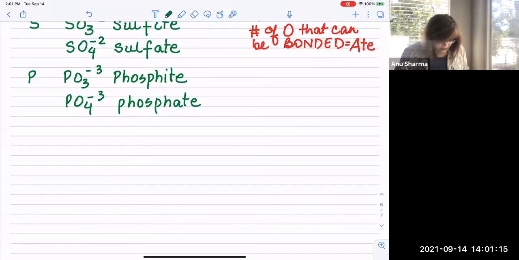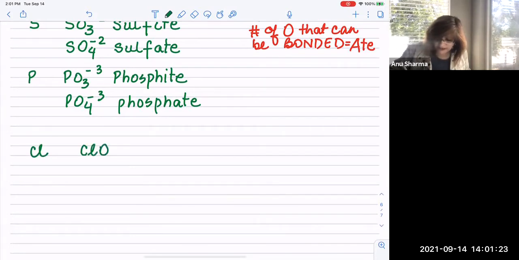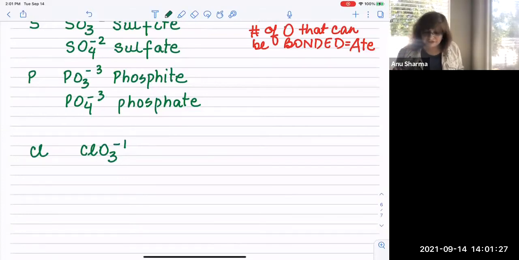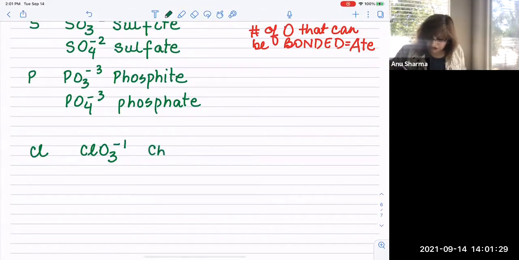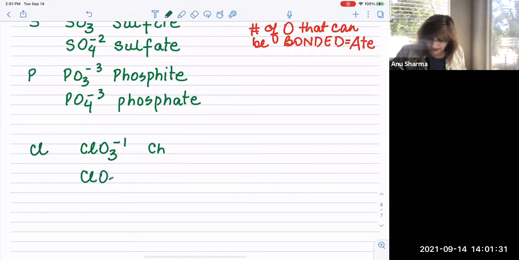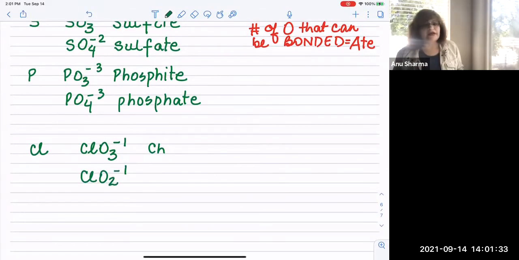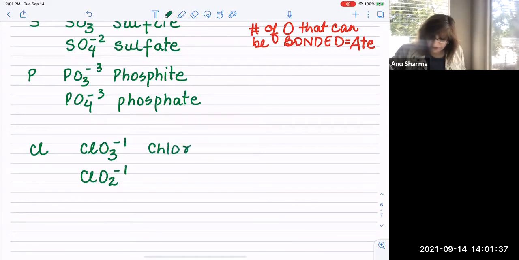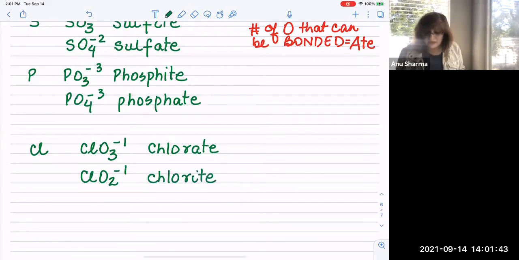Similarly, interesting, we have chlorine. In the past, we knew that chlorine could combine with only 3 oxygens. That was just discovered. So they said, okay, fine, 3 oxygens, and we also find chlorine combining with 2 oxygens with 1 negative charge. So we said, okay, higher oxidation state, chlorate. And lower oxidation state, chlorite, ITE.